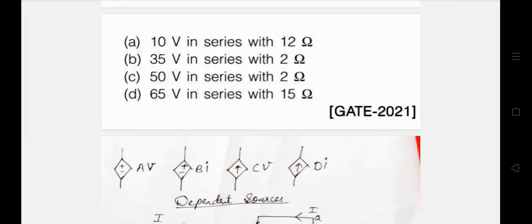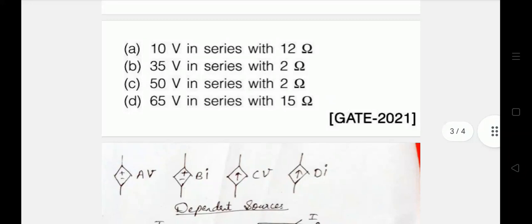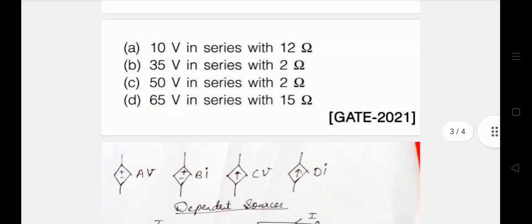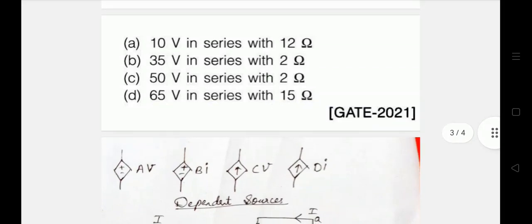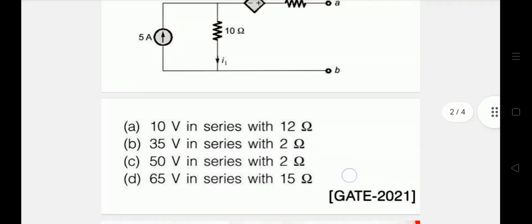That is a 15 ohm resistance connected in series with a 65 volt source. Therefore, Thevenin's voltage is 65 volt and Thevenin's resistance is 15 ohm. Option D is the right answer.